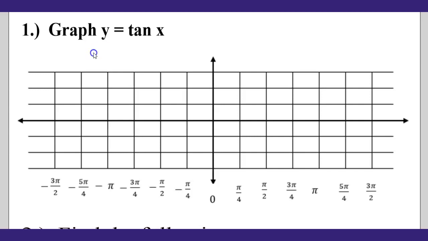So here we go. So we have here our y-axis and our x-axis. Whoa, that didn't happen right. Let's just go over. There we go. Y-axis and x-axis.